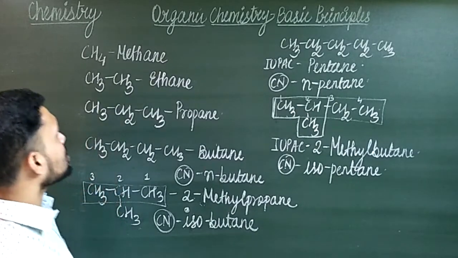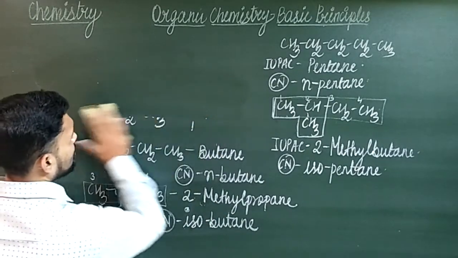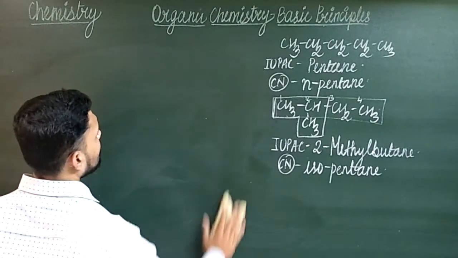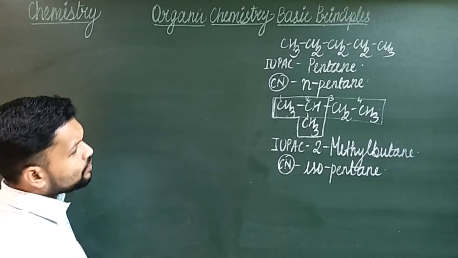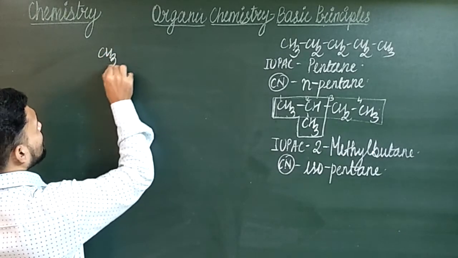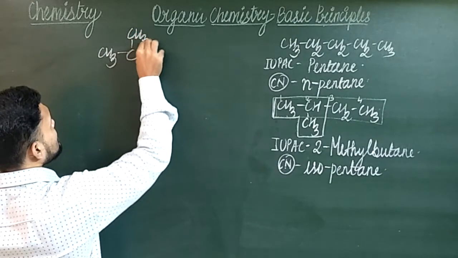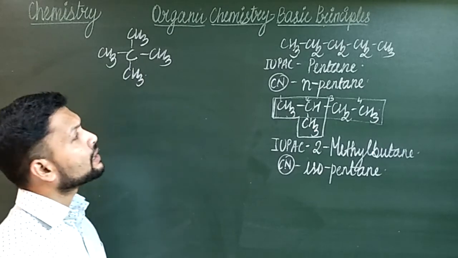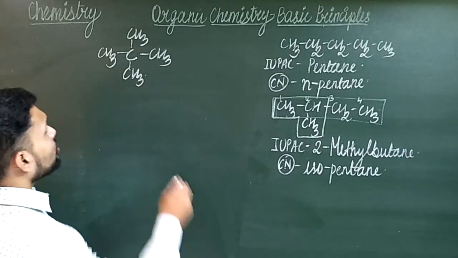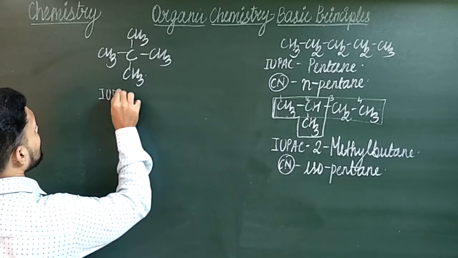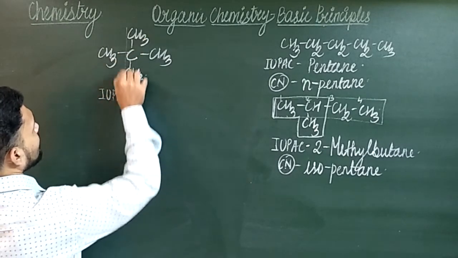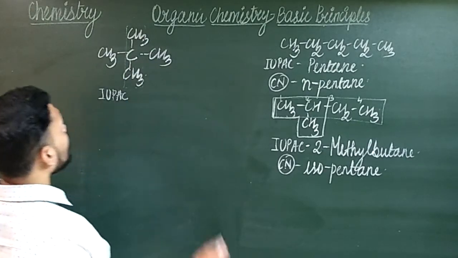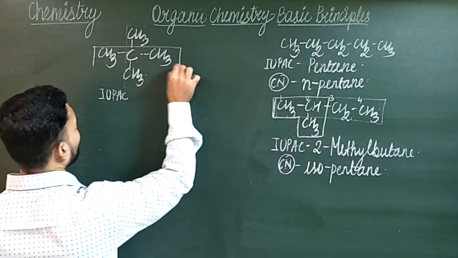One more isomer, I'll just rub this off now, so you can follow along with me for these names. One more isomer of pentane can be written this way: CH3, C(CH3)2, CH3. In this, first we'll try to give the IUPAC name. It is quite clear. The longest chain I can take either as this, 3, or I can go horizontally, 3. So I will go this way.